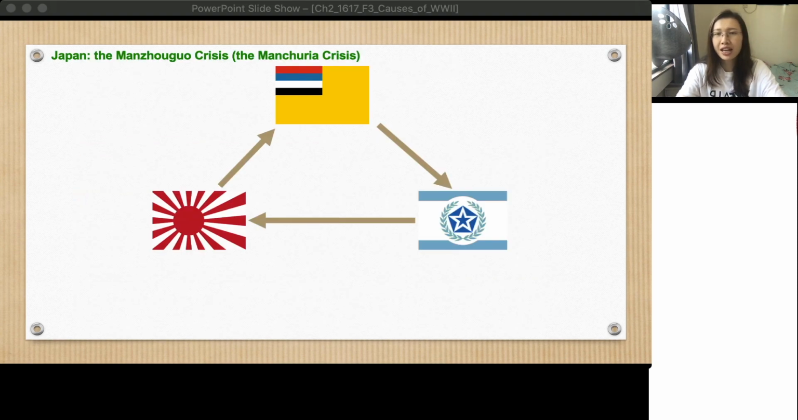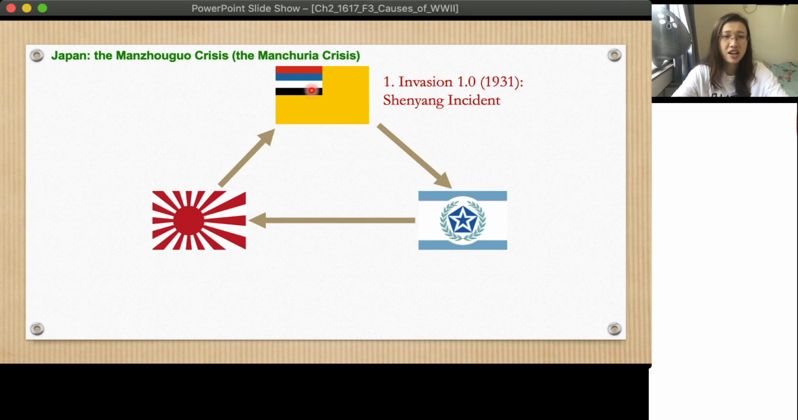Actually, the same thing happened for Japan. They also appeased Japan in China, in the Manchurian Crisis, the Manchukuo Crisis. Firstly, when they invaded Shenyang, Chiang Kai-shek directly appealed to the League of Nations. And you have to see that Britain and France were the most important members in the League of Nations, since the US didn't join the League of Nations, right? So China appealed to the League of Nations.